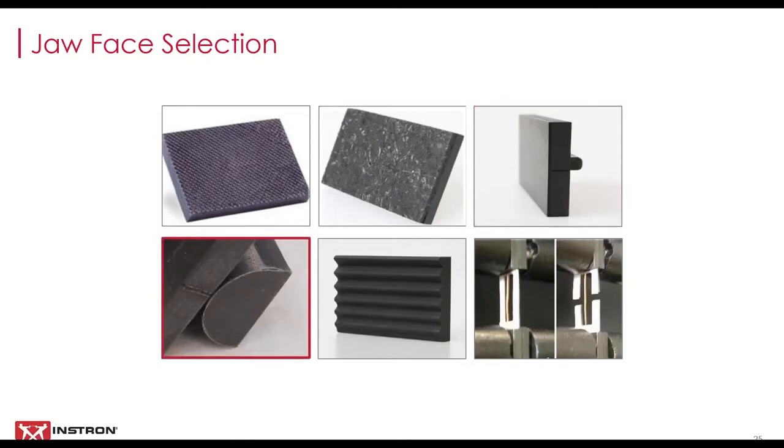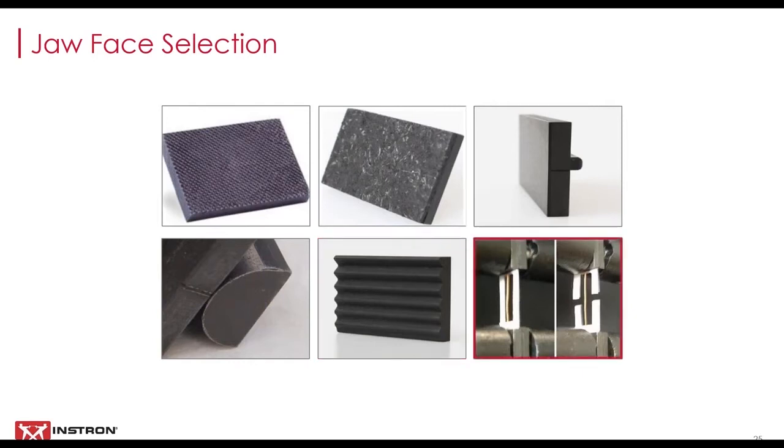Line contact faces work well for thin films and some textiles. They produce high pressure along the contact line, which reduces the tearing that can occur with serrated faces. Wave profile faces allow a natural pre-stretching of the specimen within the grips to help improve stress transfer. These work well with medical textiles, thin films, and some natural tissues.